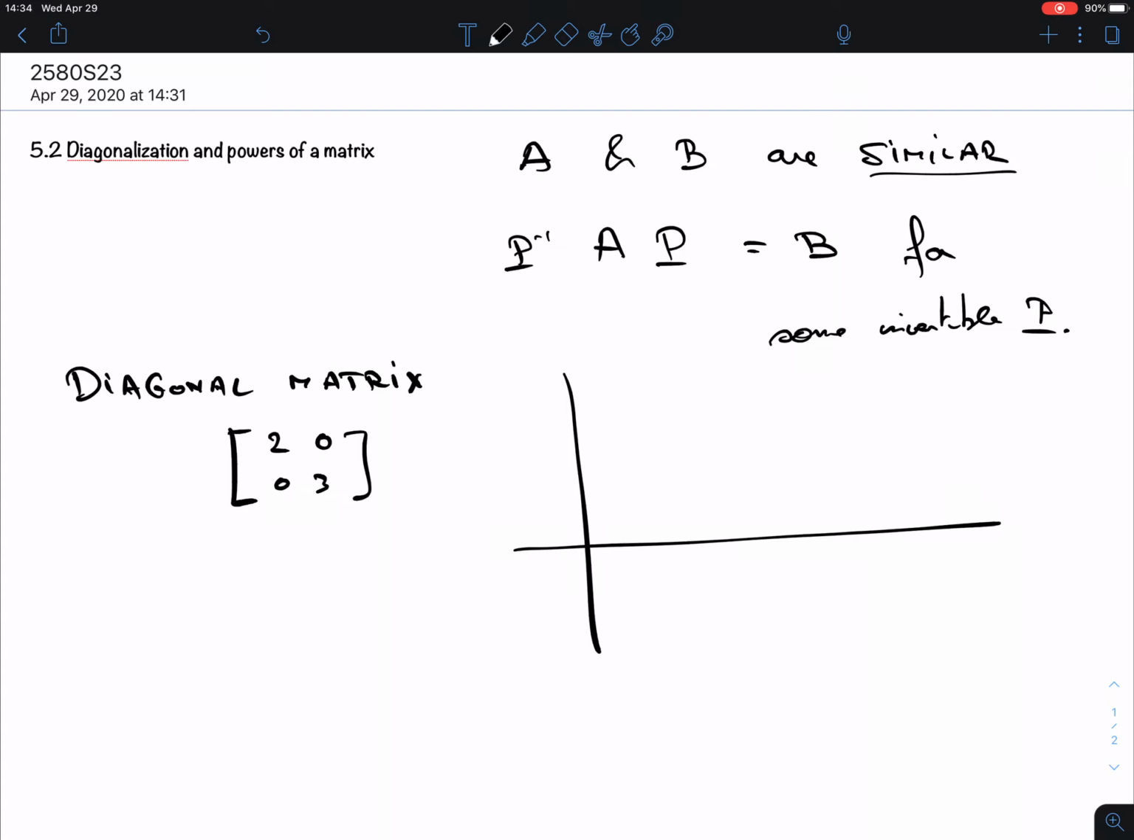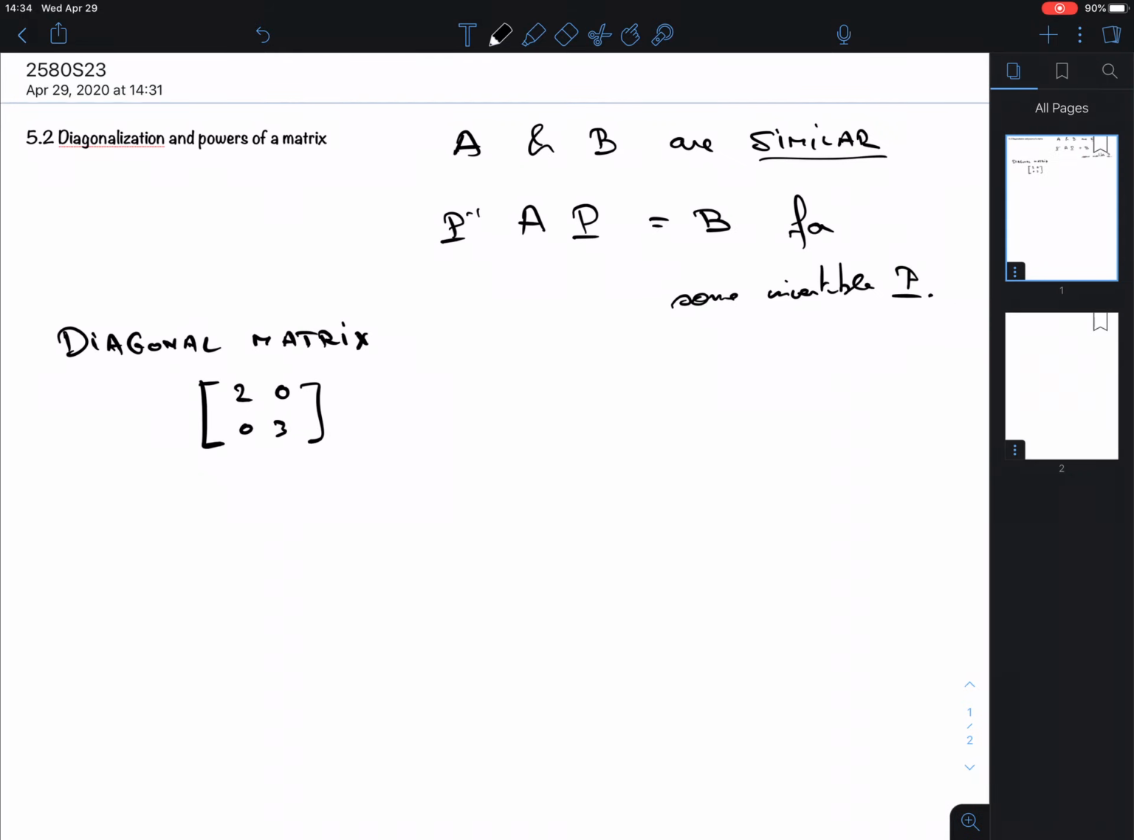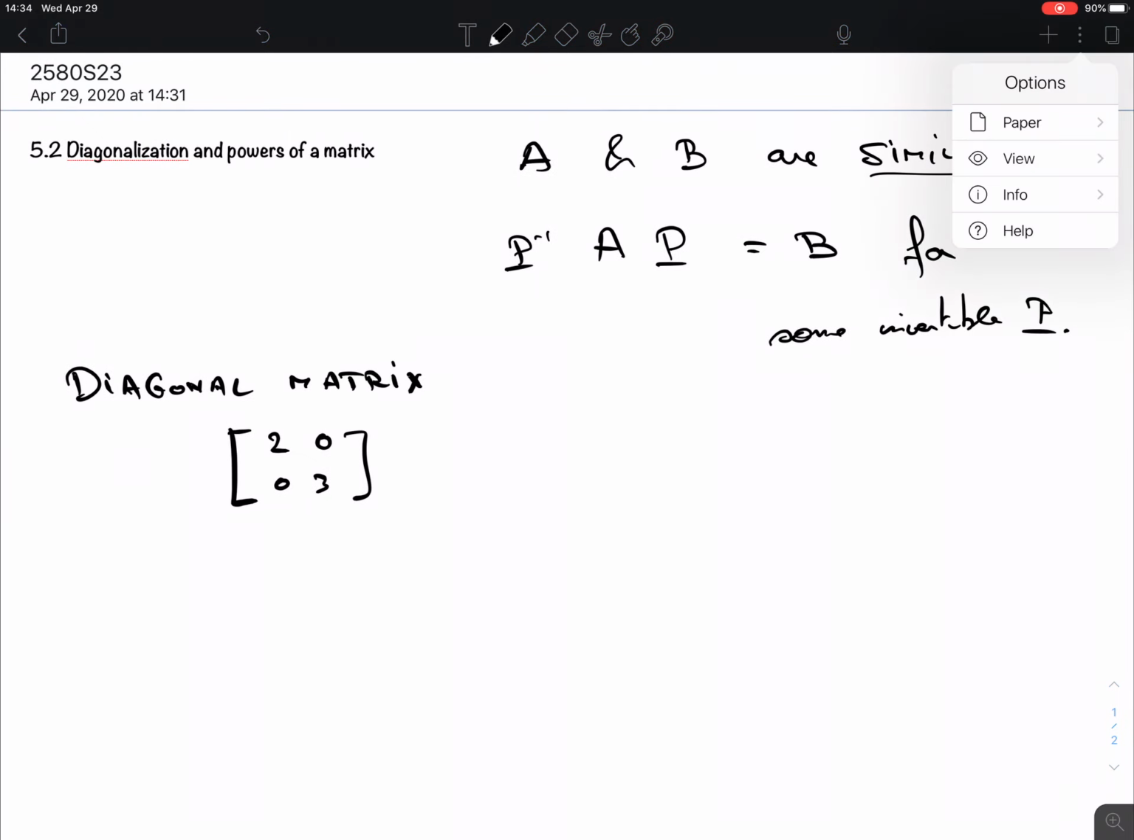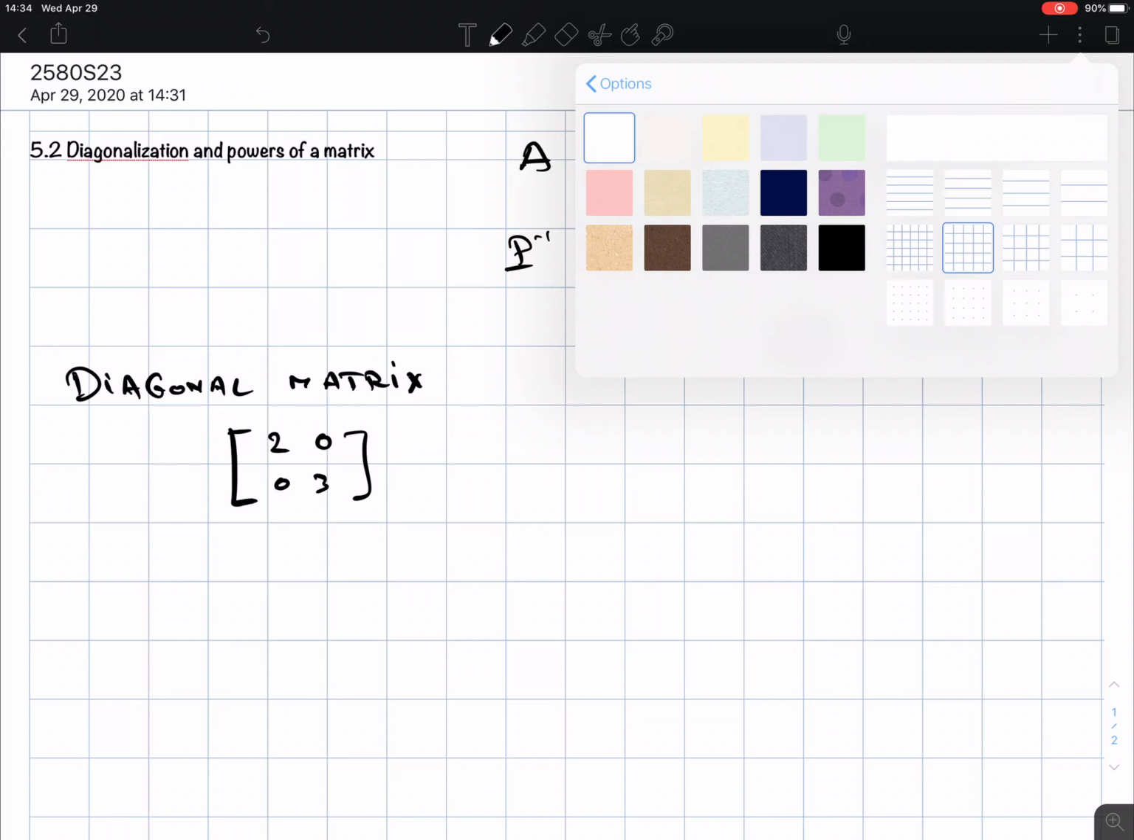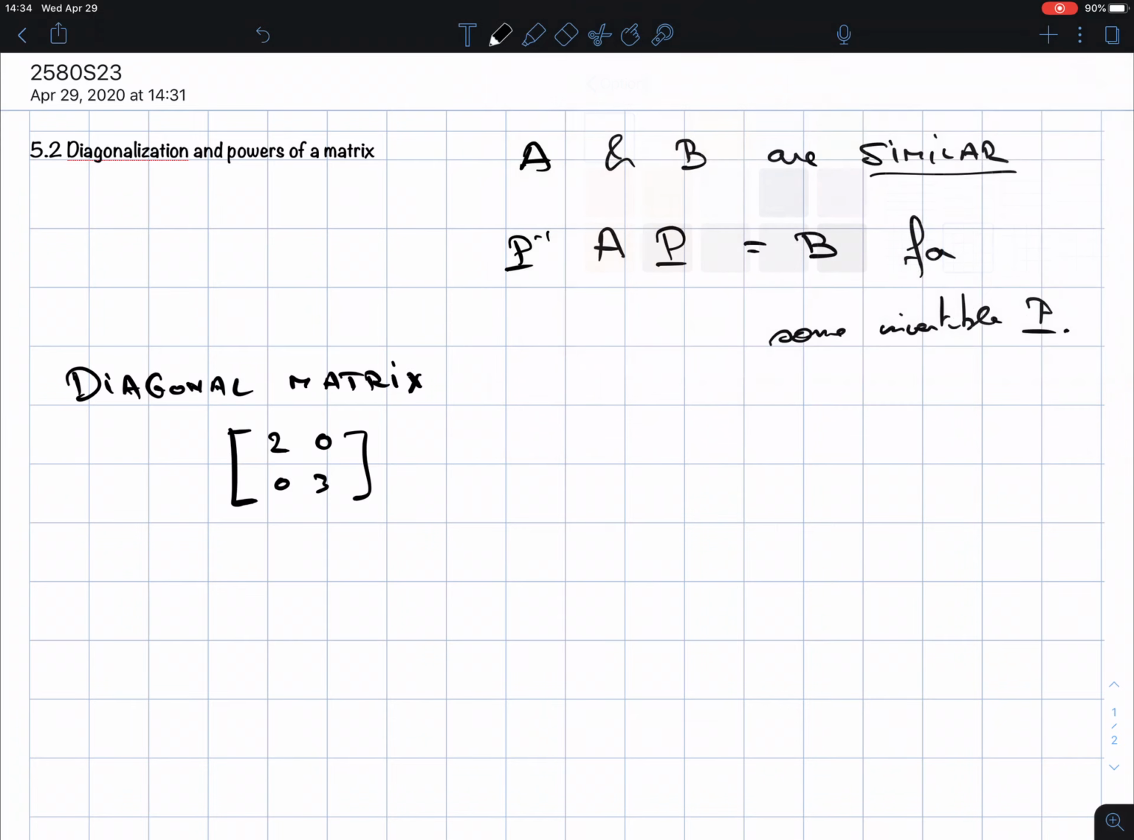Perhaps let me undo this. See what I can. No, sorry. Get a bit better paper for this. Undo this paper. So let's see how it operates.